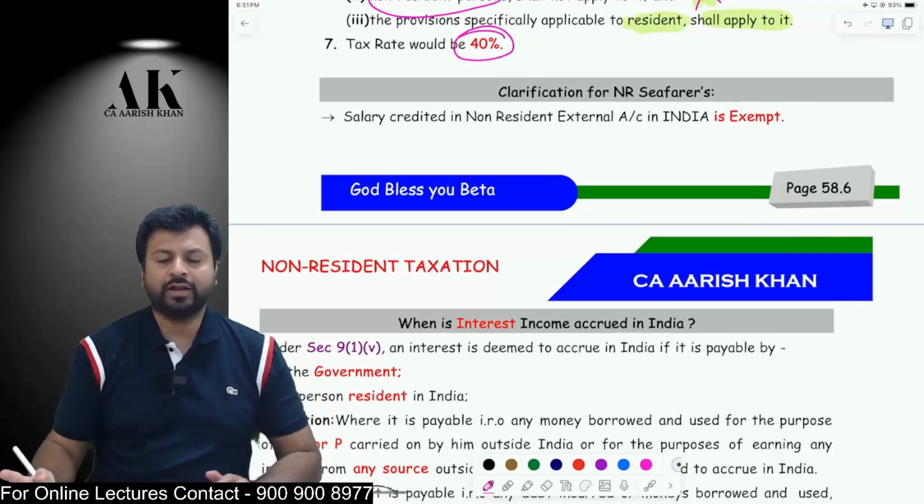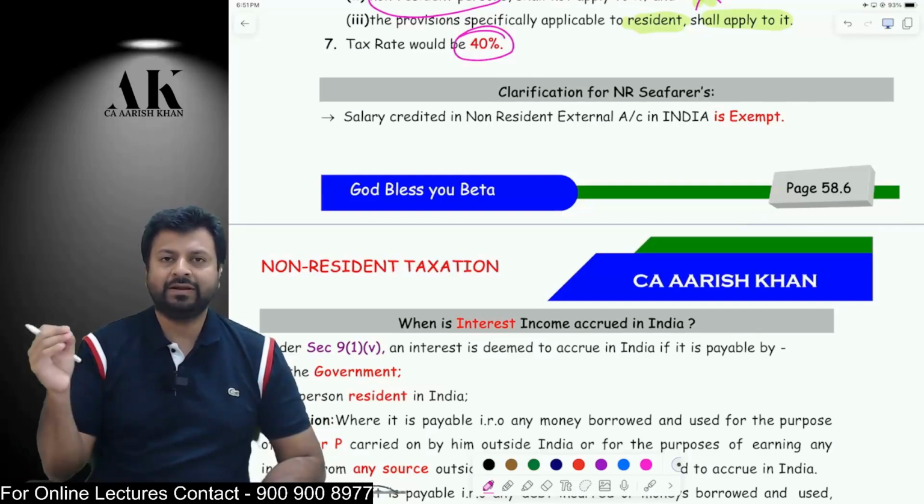Let's move on to the next point. Clarification for non-resident seafarers. Suppose I am an employee and I am working on an Indian ship, so I am a non-resident seafarer.